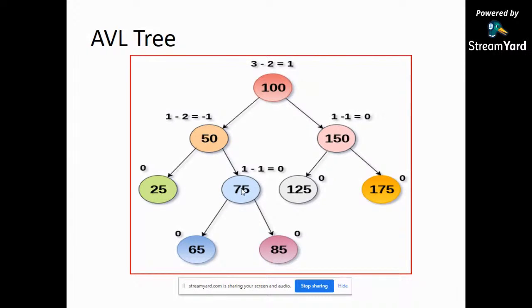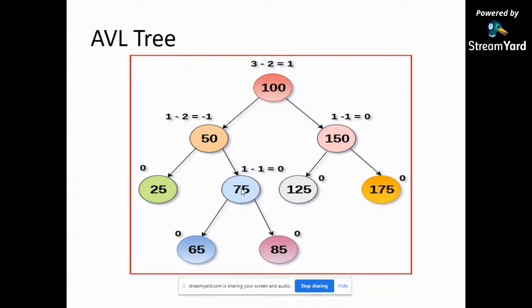Now we have to calculate the balance factor for 50. The left subtree has one child, whereas the right subtree has two children. So it is number of left children minus number of right children. The number of left children is 1 and the number of right children is 2. So 1 minus 2 is minus 1. So this is the balance factor for node 50.